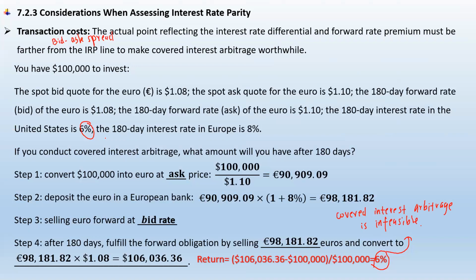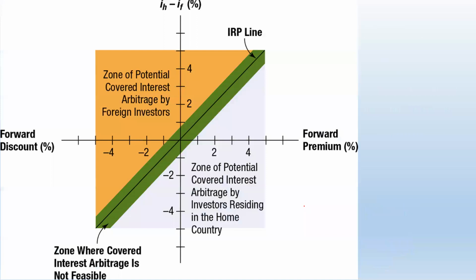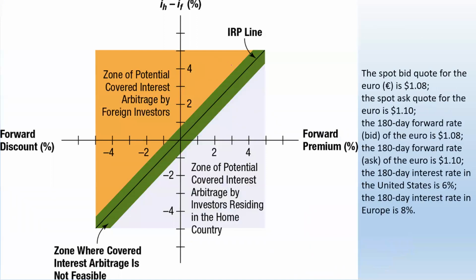So even if you find the domestic interest rate is lower than the foreign interest rate, because of the transaction cost, which is a bid-ask spread, covered interest arbitrage is infeasible. So in this case, we know that IH is 6%, IF is 8%. So IH minus IF is negative 2%. But covered interest arbitrage is still not feasible.